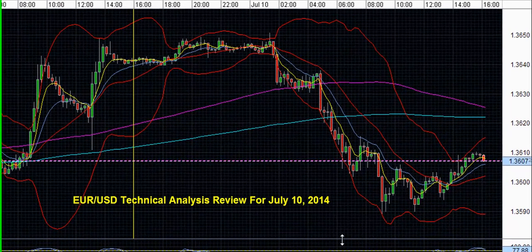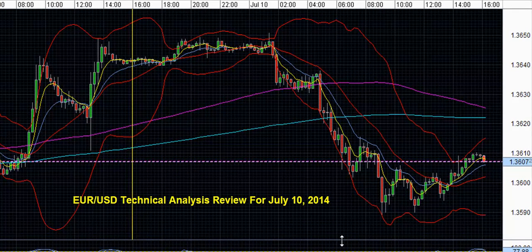Hello, everyone, and welcome to our next technical analysis review for the Euro US dollar pair. Today is July 10th, 2014, and we are currently looking at price action on the 15-minute chart.